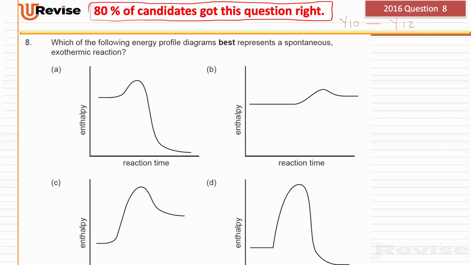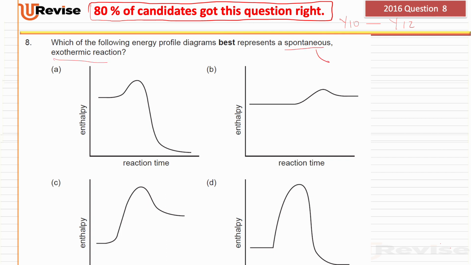Now, most students will be familiar with this. It's just looking at the graph and figuring out which one is endothermic, which one is exothermic, and relating this to reverse activation energy and forward activation energy, etc., and putting that information together to answer the question. Let's read the question. It says, which of the following energy profile diagrams best represents a spontaneous exothermic reaction?